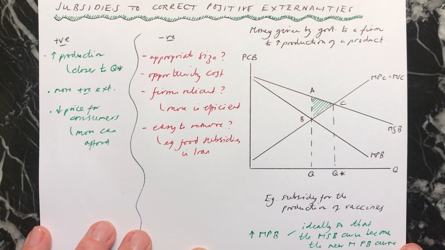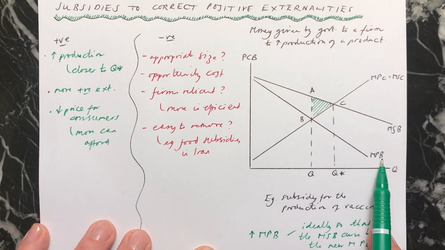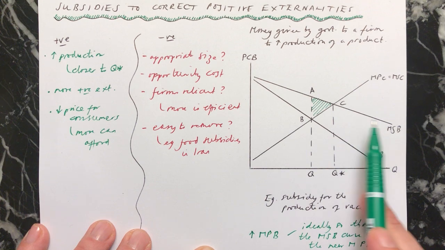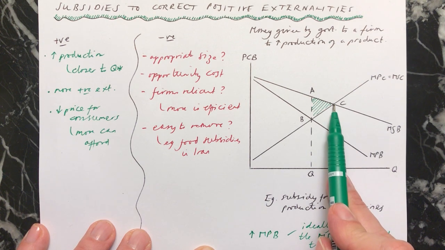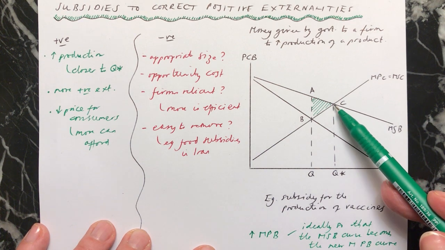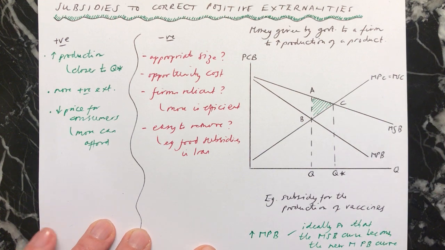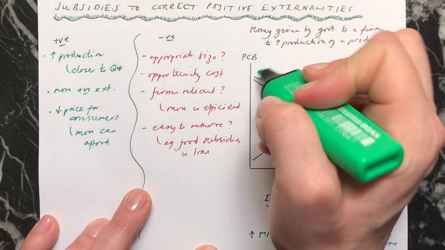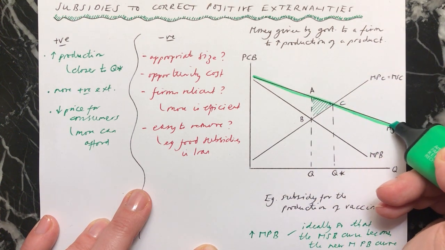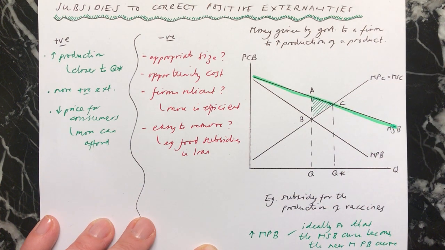You want your marginal private benefit curve to move up to exactly this position, so that marginal private cost equals marginal private benefit here at C, and at this, the socially optimum level of output. So if they can get the subsidy at exactly the right size, then we will end up here. And your marginal private benefit curve will be the same as this curve here.